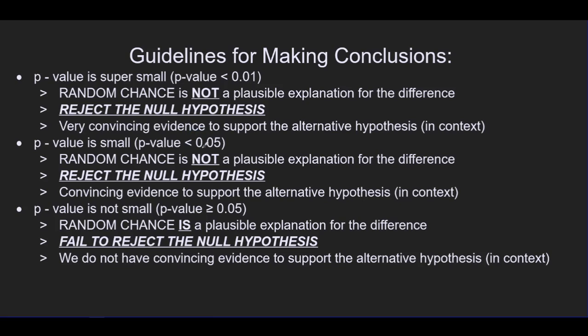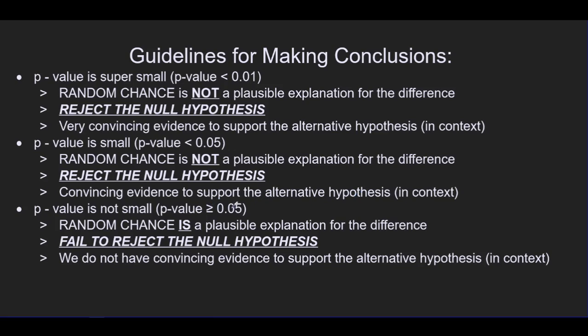If the p-value is less than 0.05, it's not as convincing as 0.01, but it's still enough to say, you know what, this is not random. This is not a random event. It's not just normal. So this is convincing enough to support that alternative hypothesis in that context.